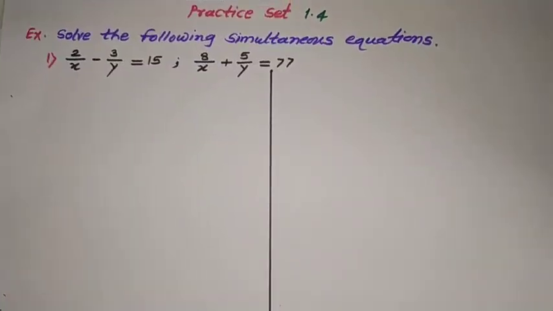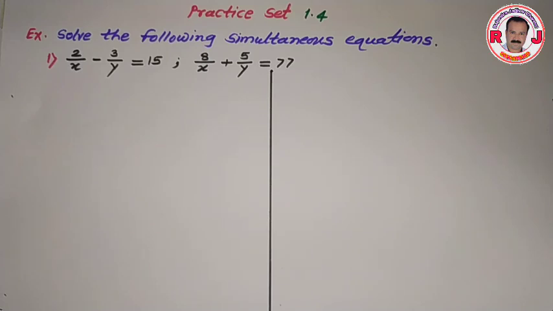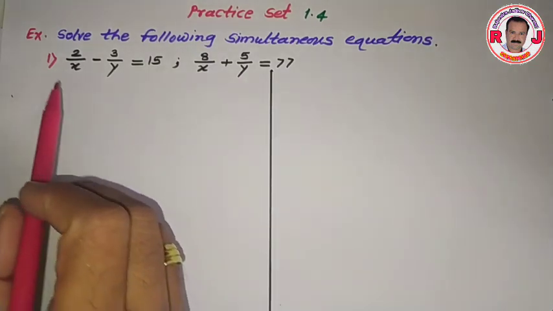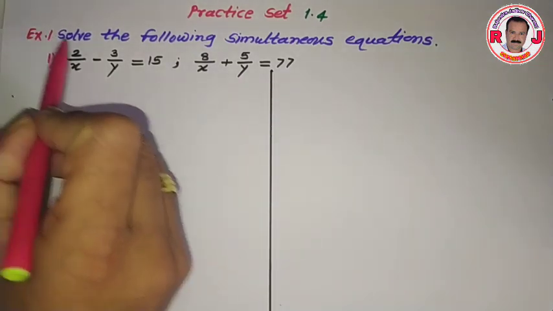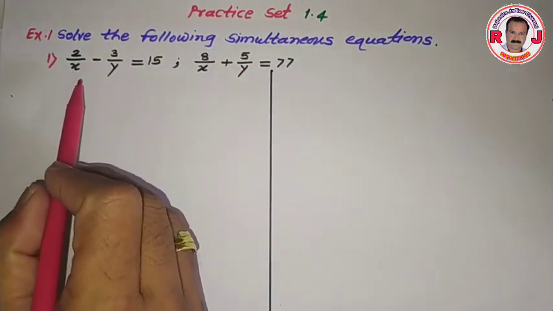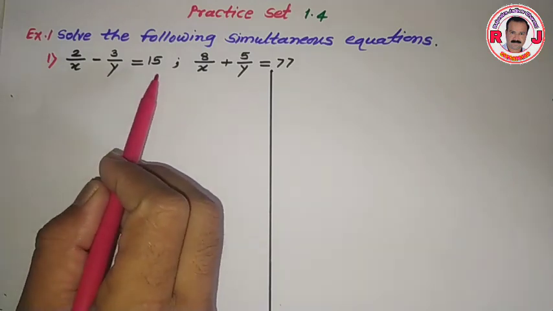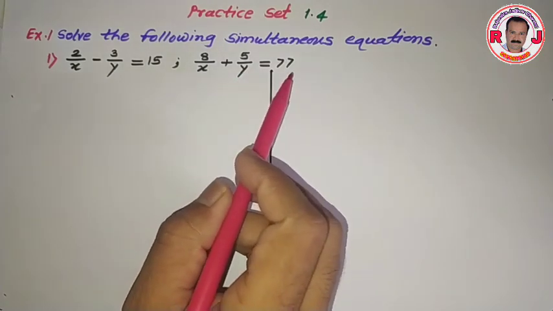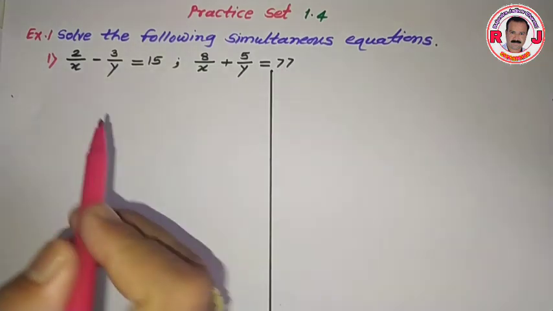Hello friends, today we are going to learn about Maths Part 1st Standard 10th Unit number 1 Linear Equation in two variable. In this chapter, see the practice set 1.4. Example number 1. Solve the following simultaneous equations. First is 2 upon x minus 3 upon y is equal to 15. Second, 8 upon x plus 5 upon y is equal to 77. Write down the solution.